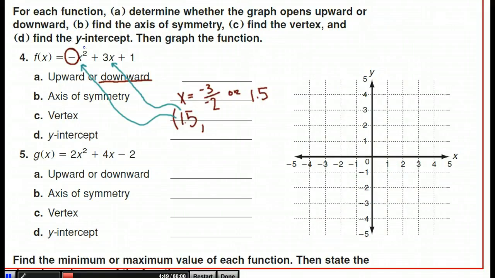So this is a bit ugly here, but we can do it. You have to square the 1.5 first, so that's going to be 1.5 squared, 9/4, which is 2.25 for you decimal people out there. Negative 2.25 plus 3 times 1.5, that's going to be 4.5, plus 1. So what is that? 4.5 minus 2.25 is 2.25, plus 1 is 3.25. So we have 3.25 as the y value of our vertex. It's kind of messy.